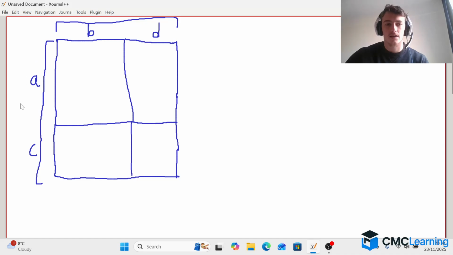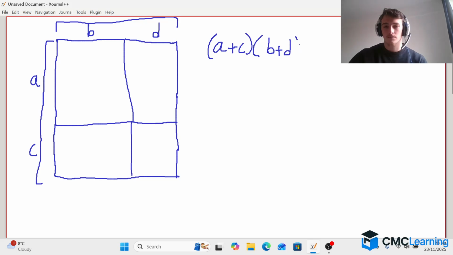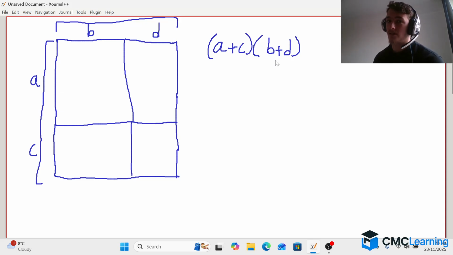Well, what is this side length on the left? Well, this is just A plus C. This has length C, this has length A. So this is going to be A plus C. I'm going to put it in brackets. And this is multiplied by B plus D, because this has length B and this has length D. So the area of this whole rectangle is A plus C multiplied by B plus D.